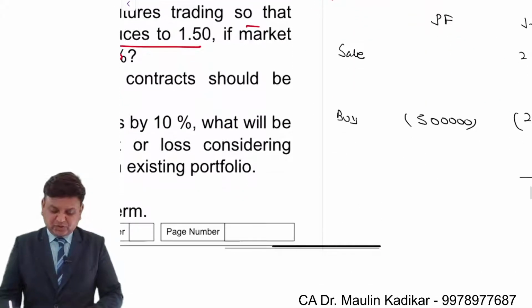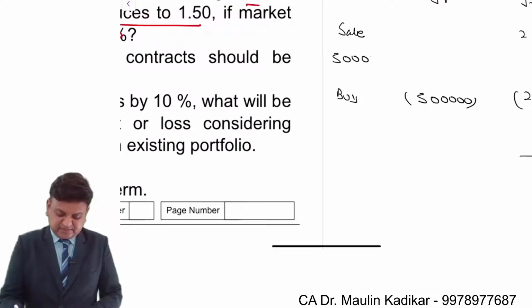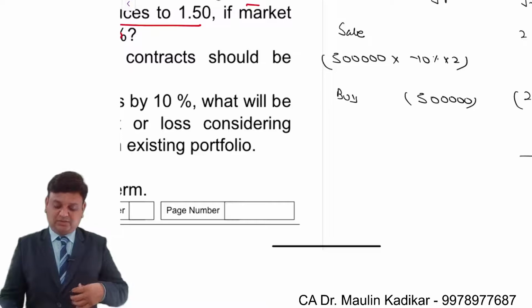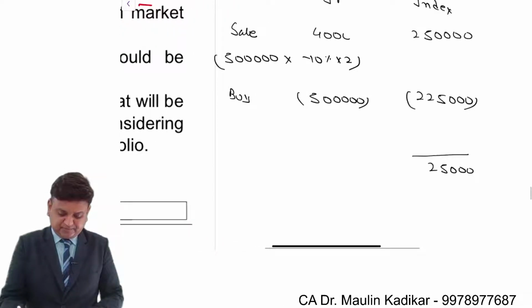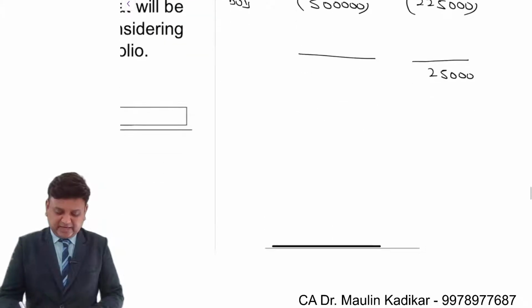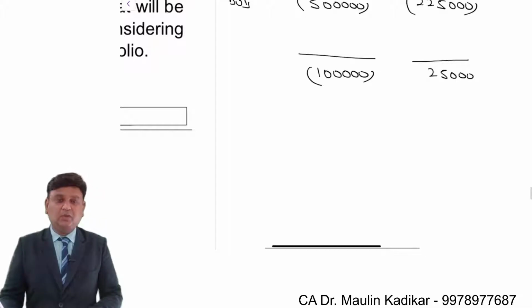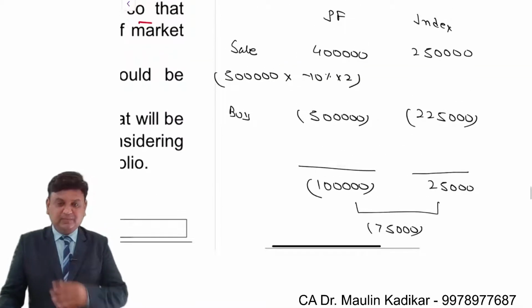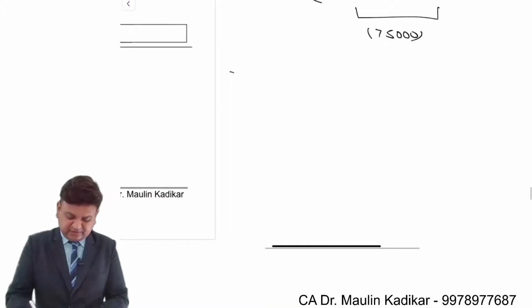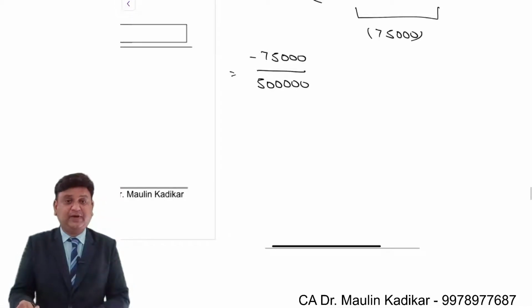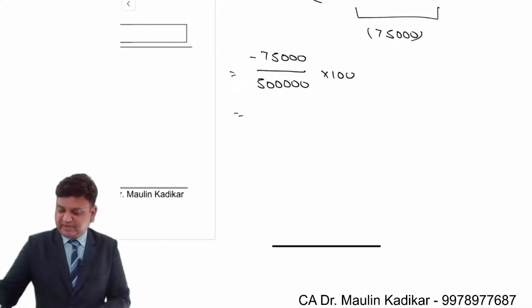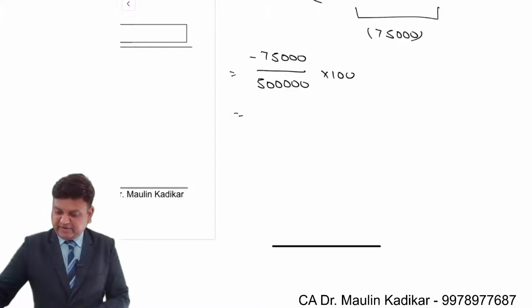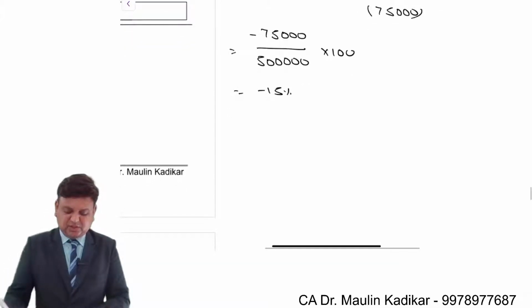Market is falling down, so my portfolio will also fall down. 5 lakhs into negative 10% into 2, it will reduce by 20%. So it will reduce to 4 lakhs. So I am incurring a loss of 1 lakh. Overall there is a loss of 75,000. So on my existing portfolio, I incur a loss of rupees 75,000. My portfolio was having a value of 5 lakhs, so the loss which I am incurring is 75,000 divided by 5 lakhs into 100. So it is negative 15%.